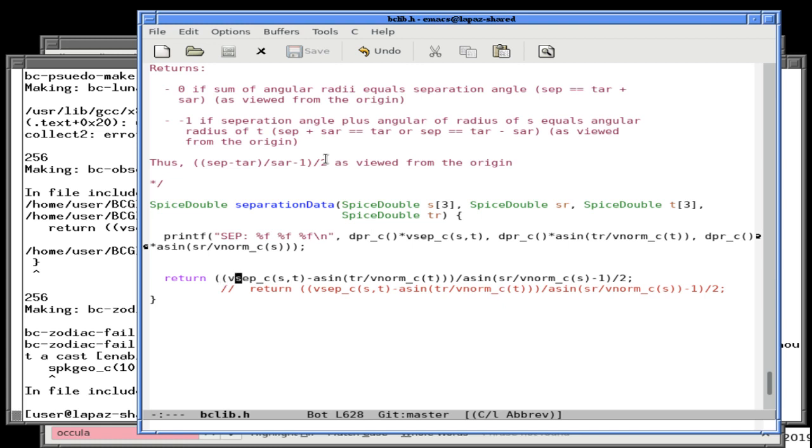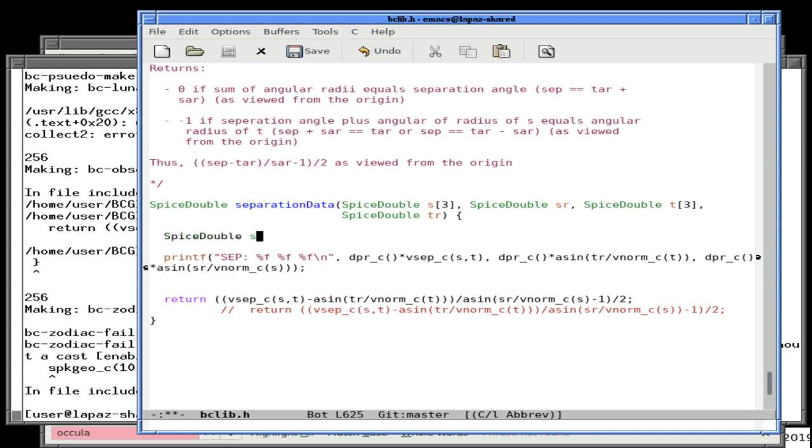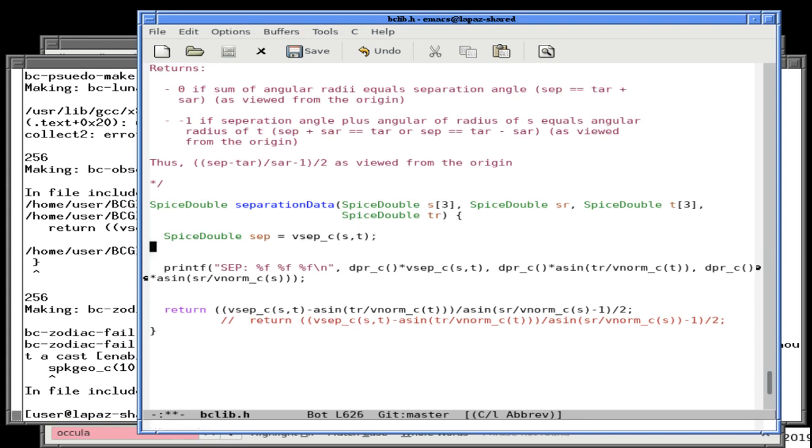So paren paren sep minus tar over sar minus 1 over... Okay, let's... I'm seriously this close to... Okay, I give up. I'm going to use variables. I'm unhappy about this. But it's actually probably super efficient anyway, because C is actually pretty smart about these things. One of the few benefits of C is that it is pretty good about this sort of thing.